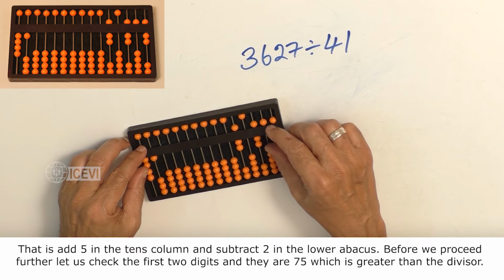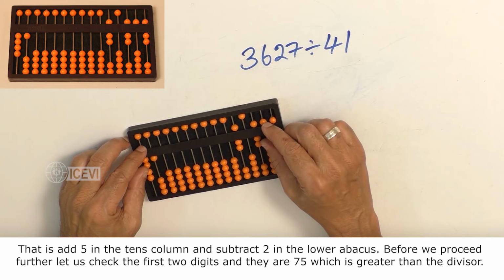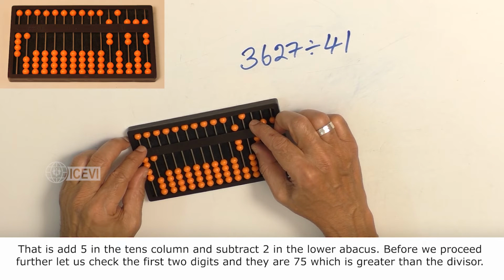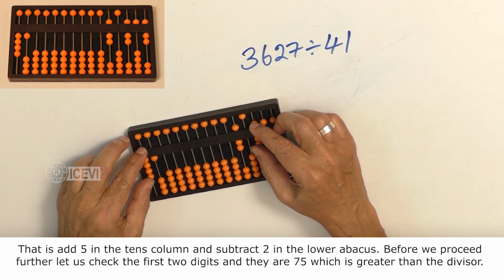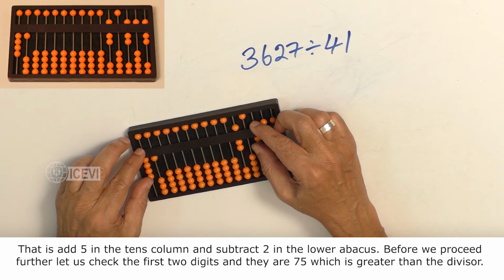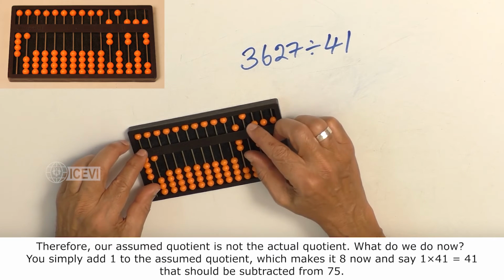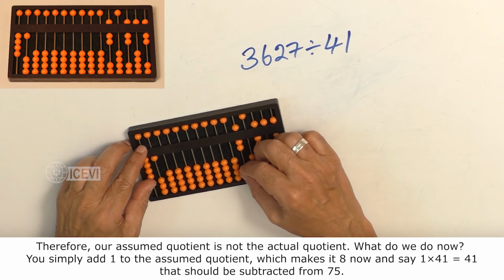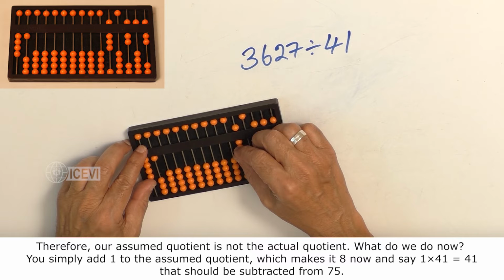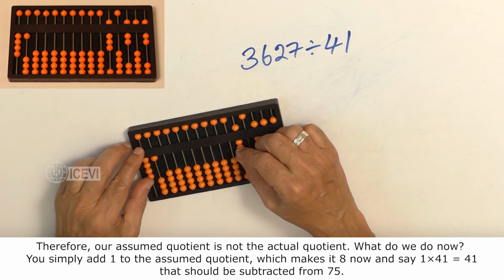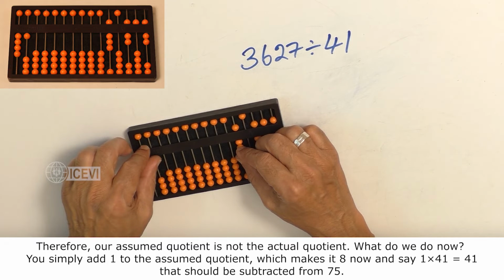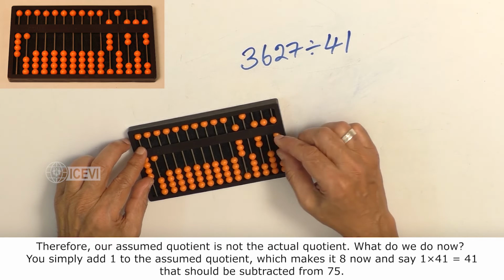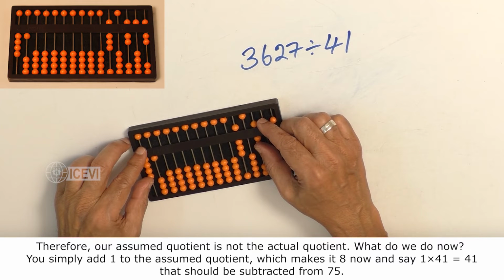Before we proceed further, let us check the first 2 digits, and they are 75. This is greater than the divisor. Therefore, our assumed quotient is not the actual quotient. What do we do now? You simply add 1 to the assumed quotient, which makes it 8 now, and say 1 multiplied by 41, that is 41, that should be subtracted from the 75.